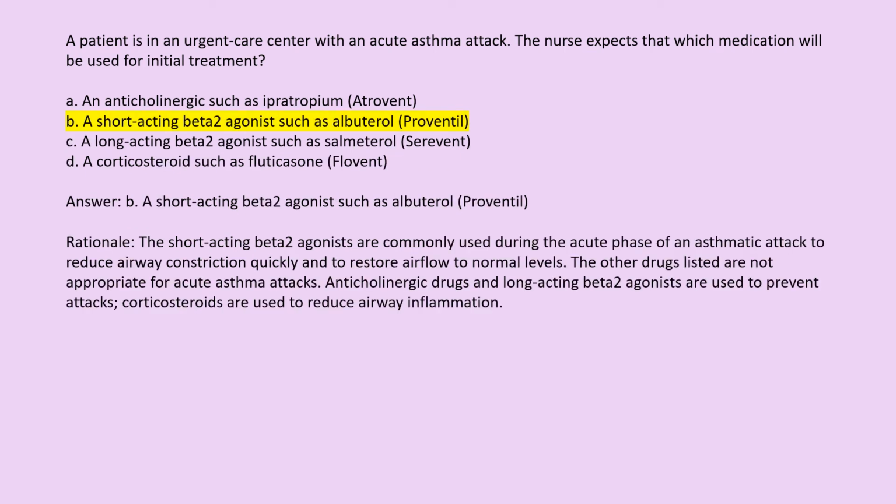Answer. B. A short-acting beta-2 agonist such as Albuterol, Proventil. Rationale. The short-acting beta-2 agonists are commonly used during the acute phase of an asthmatic attack to reduce airway constriction quickly and to restore airflow to normal levels. The other drugs listed are not appropriate for acute asthma attacks. Anticholinergic drugs and long-acting beta-2 agonists are used to prevent attacks. Corticosteroids are used to reduce airway inflammation.